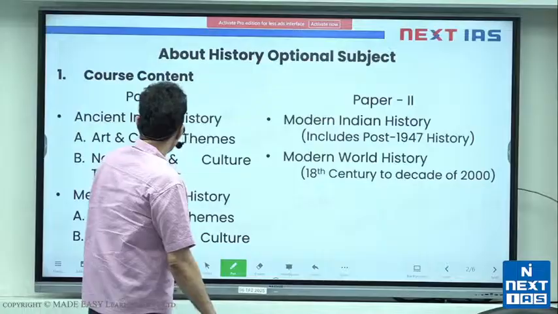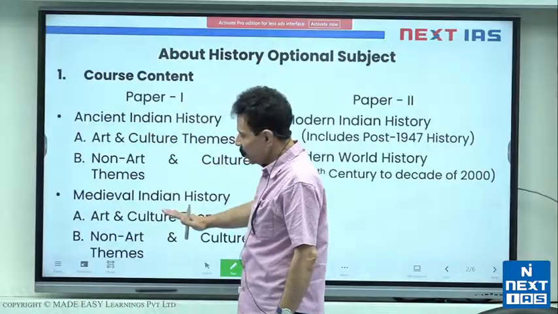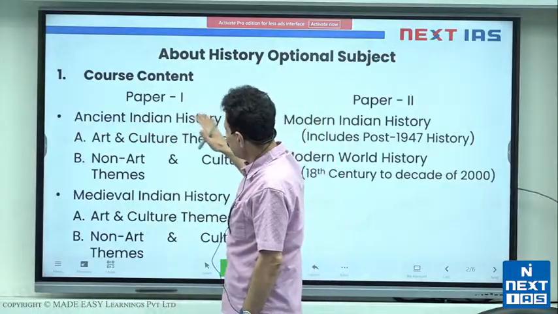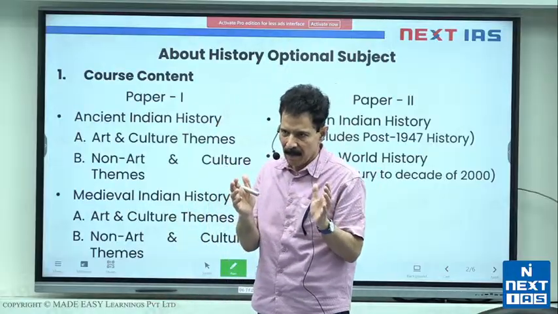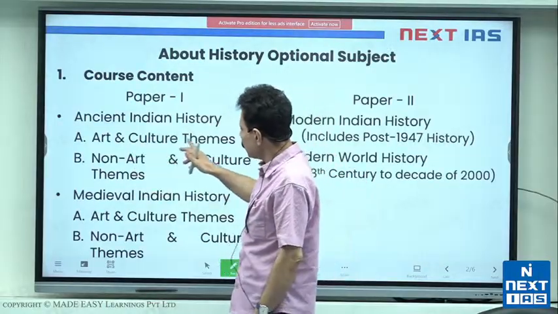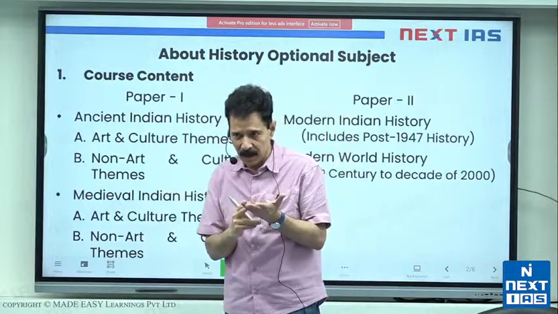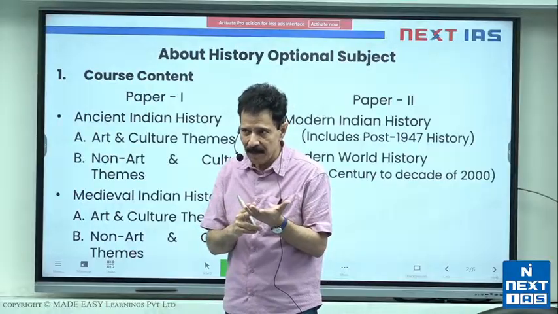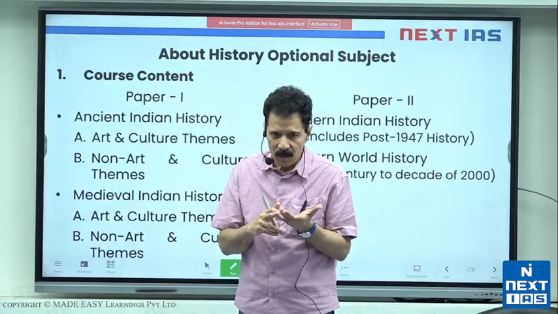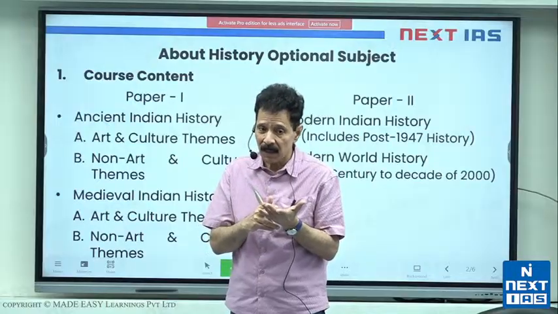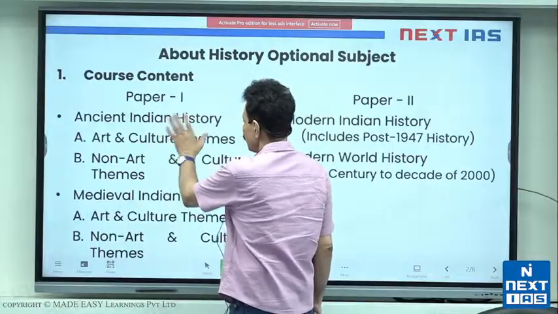Now, one more thing here. Here you find under 1AB, under 2AB. What is this all about? In ancient Indian history, if you consider all the themes as per the syllabus, there are 2 broad themes. One broad theme is art and culture themes that consist of art forms. All the art forms, relevant. Second, literature. Third, science and technology. Fourth, religion. Fifth, philosophy. And sixth, education system. So these 6 themes are there in the art and culture themes.